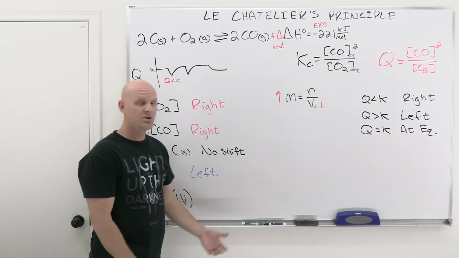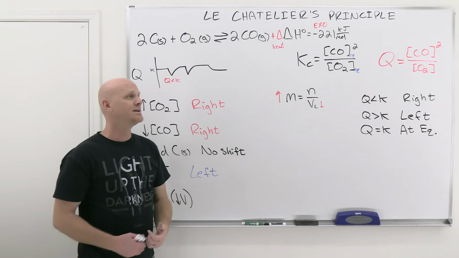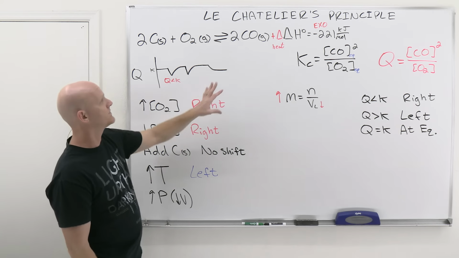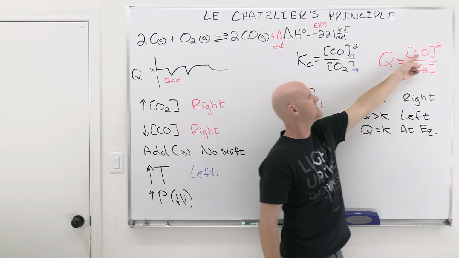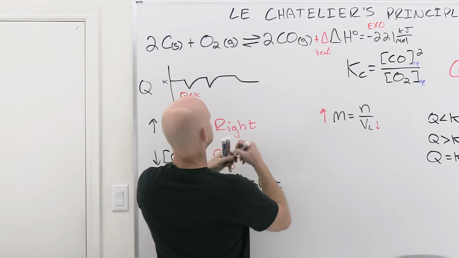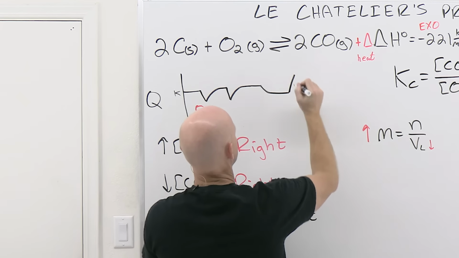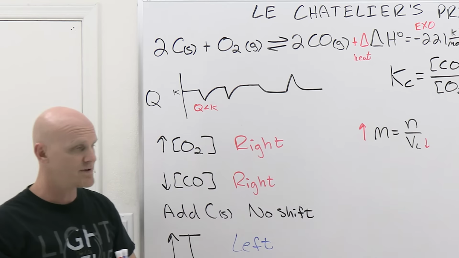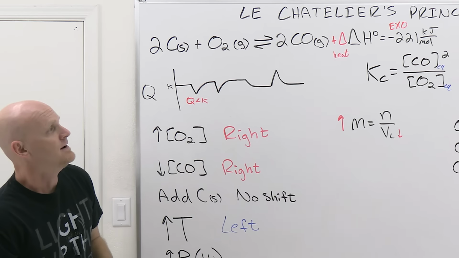And so as a result, if your Q goes up, you're not at equilibrium anymore. And if you're not at equilibrium anymore, you're going to have to shift. And so in this case, we'll see that our numerator went up faster than our denominator, so the numerator's too big. So, again, Q just went up and it needs to get back lower to reach the new equilibrium.